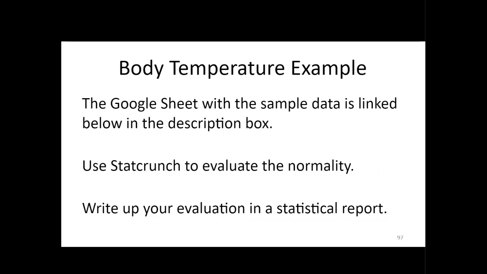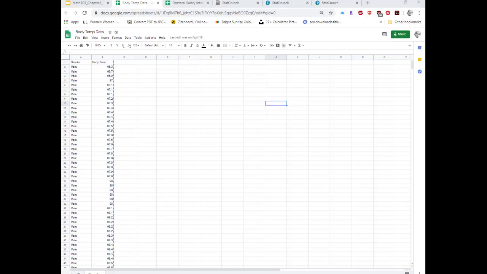Let's do one more example with the body temperature example that we worked with last chapter. Again, the Google Sheet is in the description box below. I'm still using StatCrunch to evaluate normality, and we will be writing up our evaluation in a statistical report format.